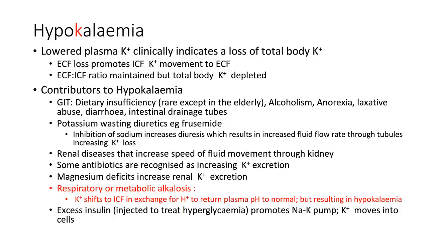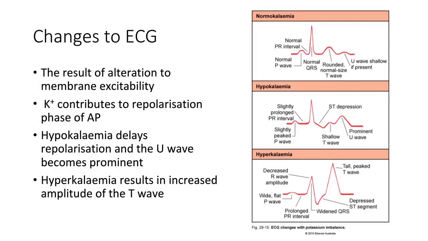And of course in respiratory or metabolic alkalosis, the potassium shifts into the intracellular space in exchange for hydrogen ion, and again that keeps the plasma pH normal, but results in hypokalemia as a result. The other way is to have an excess insulin intake that causes the sodium potassium pump to move too much potassium into the cells. Now, because those potassium concentrations have a role in the action potential, we see changes on the ECG in either hypokalemia or hyperkalemia.